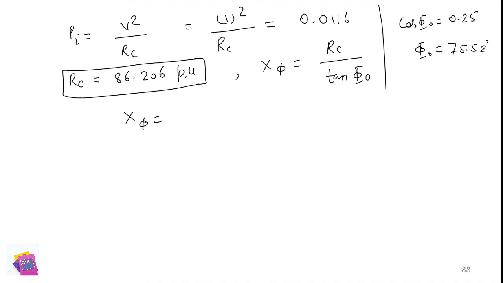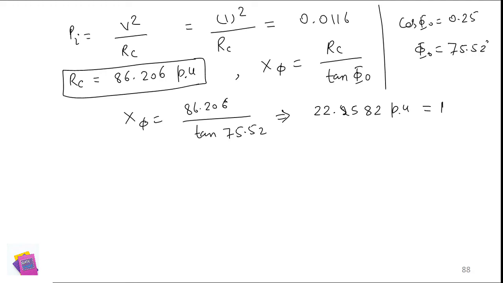So tan phi naught easily you can calculate. So X5 equal to RC, 86.206 divided by tan 75.52. So X5 equal to 22.2582 per unit. You have calculated RC as well as X5 also. Now you have to find out R equivalent and X equivalent.